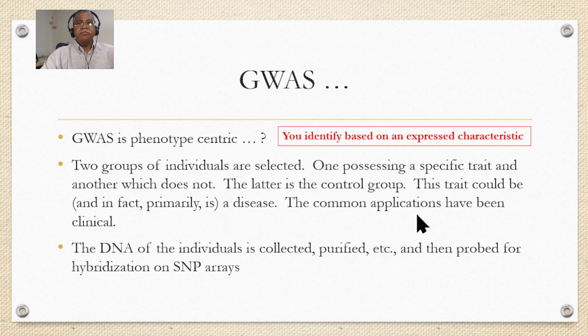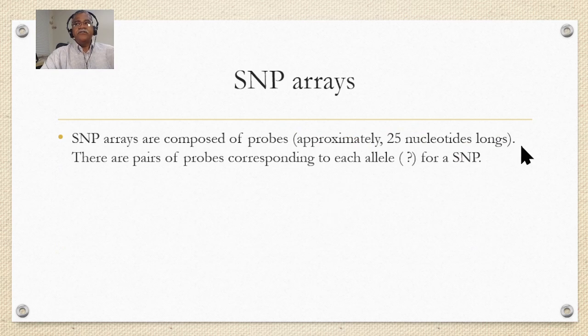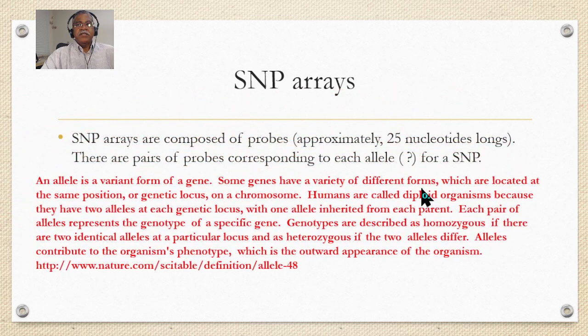That means you identify based on an expressed characteristic. Two groups of individuals are selected. One possesses a specific trait, okay, a genetic trait, and another which does not. The latter is the control group. And then the DNA of the individual is collected, purified, and then hybridized on a SNP array, which has the same foundations as a microarray, where the regions, the oligos, contain a SNP. Okay, then 25 nucleotides long, and then these are for an allele. An allele is a gene that expresses the same particular characteristic, right?